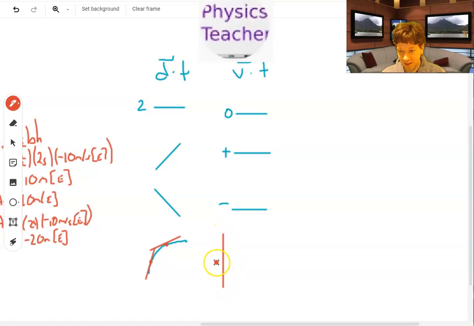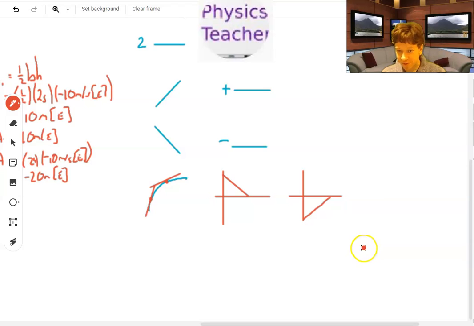And you can do that in two cases. Let me just draw a little coordinate. One, if you're moving in the positive direction, you could do this. So that's slowing down. But another example is if you're moving in the negative direction, you can do this. That would also be slowing down.